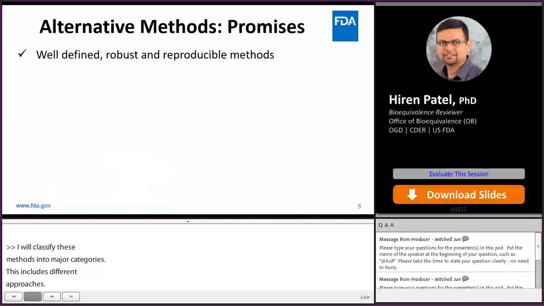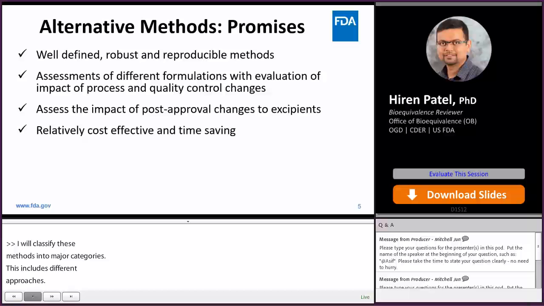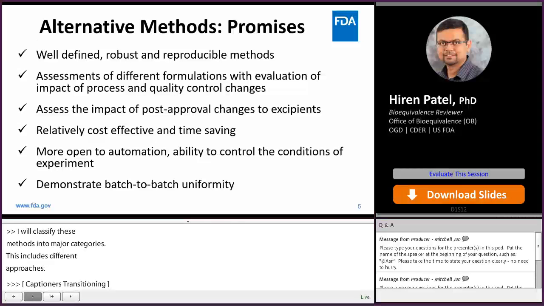These methods are well defined, robust, and reproducible once properly developed and validated. They allow us to assess different formulations by evaluating the impact of process and quality control changes, along with any post-approval changes to excipients. They are relatively cost-effective and time-saving. They can be automated. They are useful to demonstrate batch-to-batch uniformity or variability.